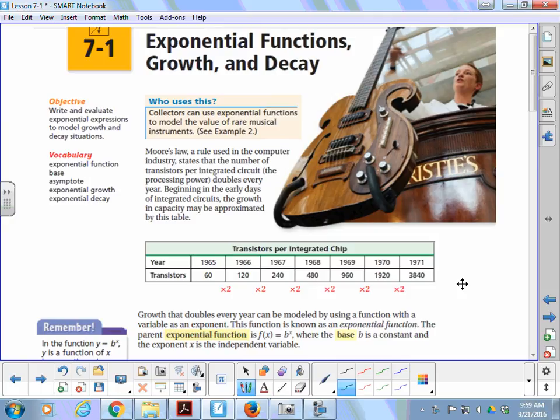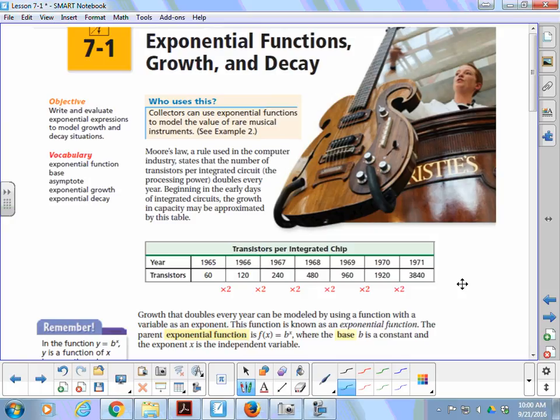And so exponential functions and logarithms go together, and then we'll also talk about what's called inverses, and that'll lead us from the exponential functions into the logarithms. So today we're just going to write and evaluate exponential expressions to model growth and decay. So our focus today is going to be on, first of all, what does an exponential function look like? And then how do I model growth and decay to be able to solve problems that involve them?